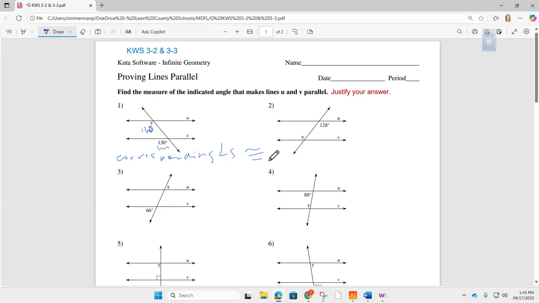Yeah, just the primary answer. So you're going to tell me corresponding angles are congruent, right? And here you're going to tell me alternate angles are congruent if they give the same measure, right? And here you're going to tell me what kind of angles those are. What kind of angles are those?